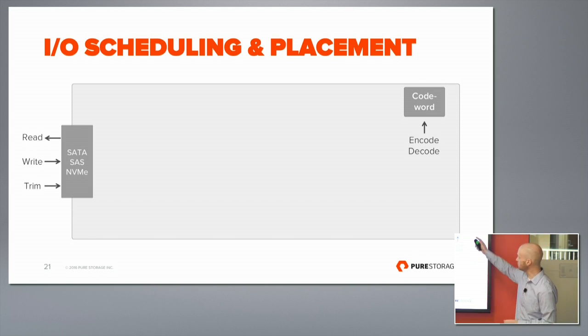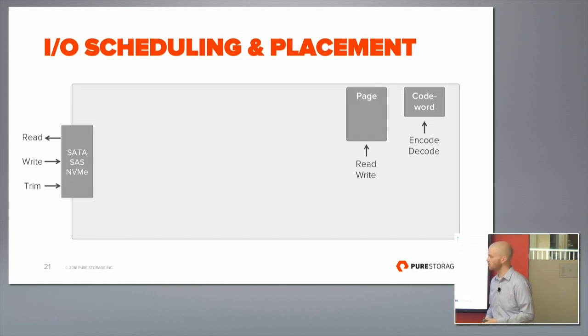So we have some unit of encoding. It's typically 1 to 2 kilobytes in a modern SSD. That's the smallest, we can't really peek inside the data below that. That's our code word. We'll pack multiple code words into what's called a page. That's the smallest unit, and this is dictated by the flash geometry itself. That's the smallest unit we can read or write.